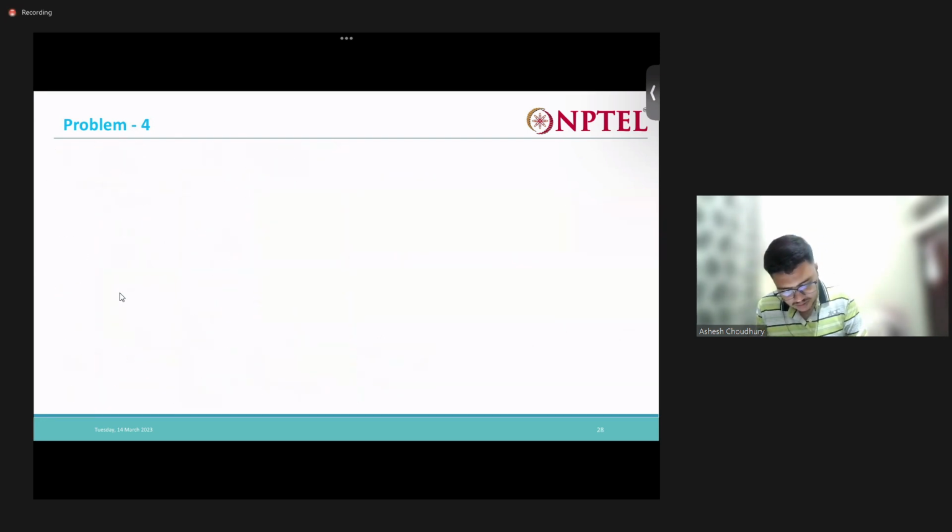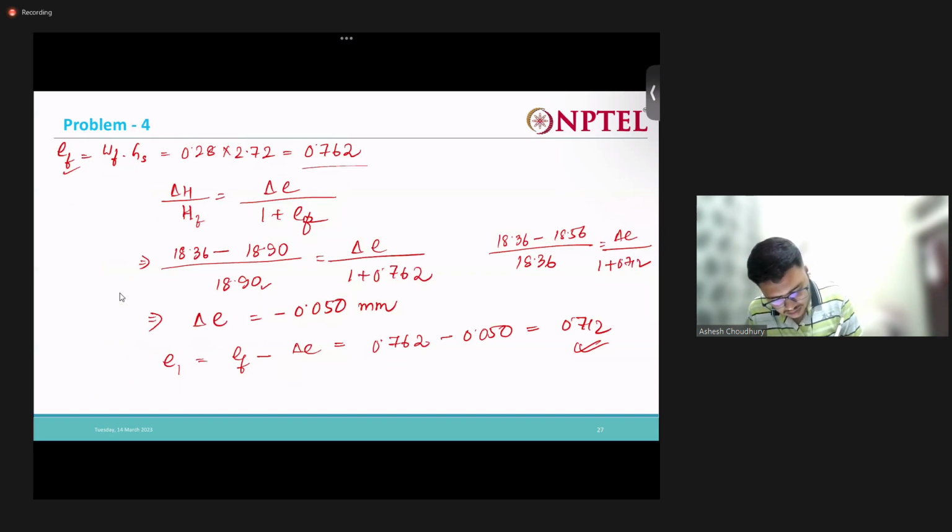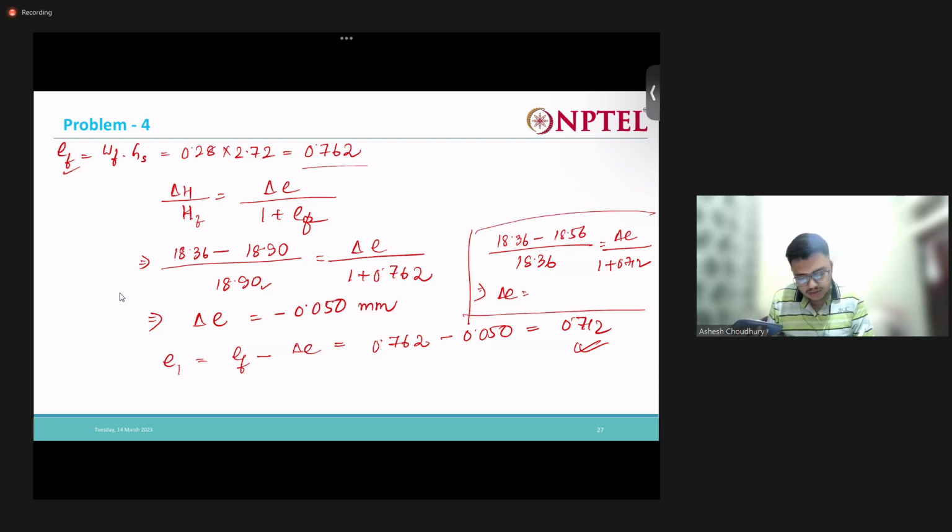If I put here 0.712, I can put 0.712. So if I do this, I will get 18.36 minus 18.56, 0.19, I guess. How much? I'm getting minus 0.019. Yeah, you do this, okay? This one.